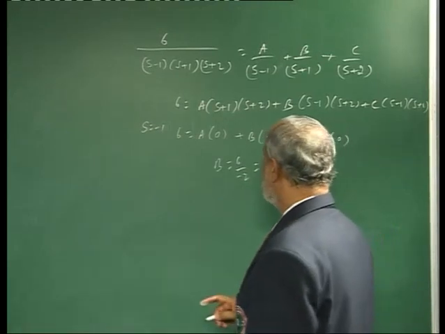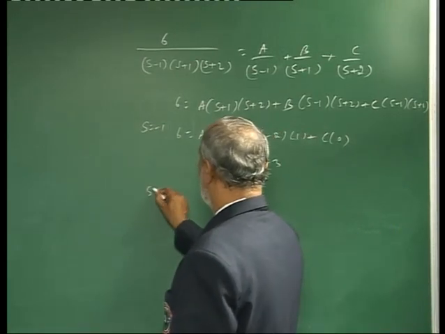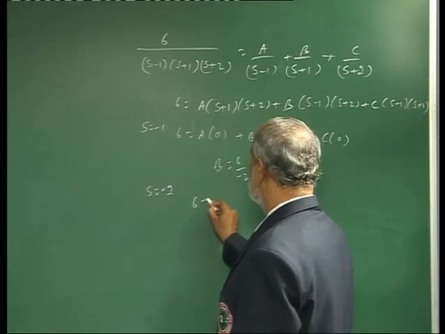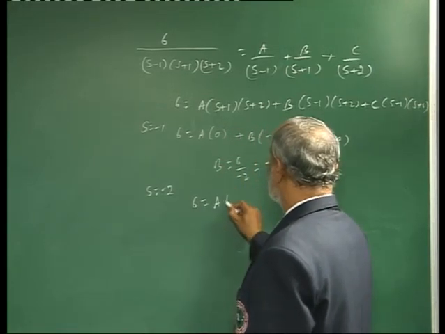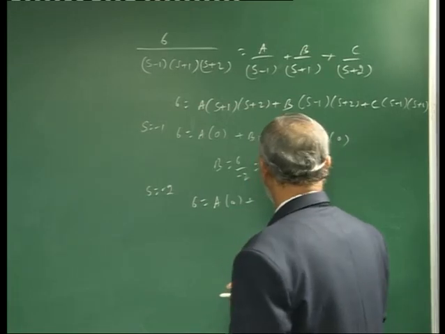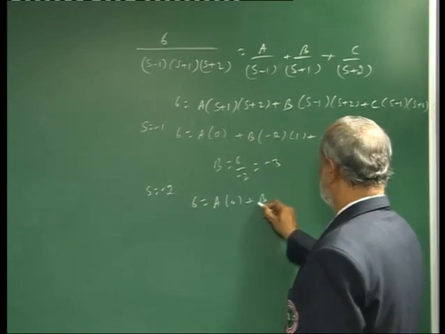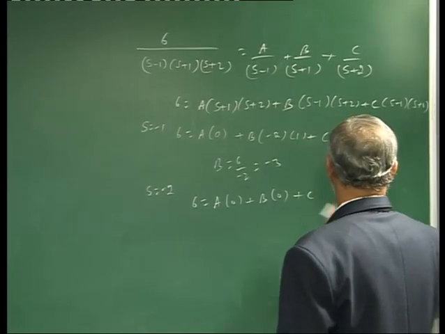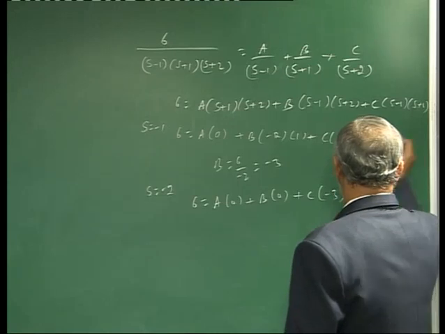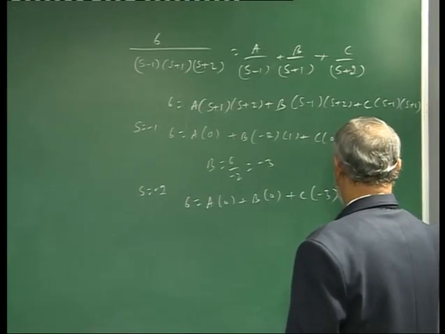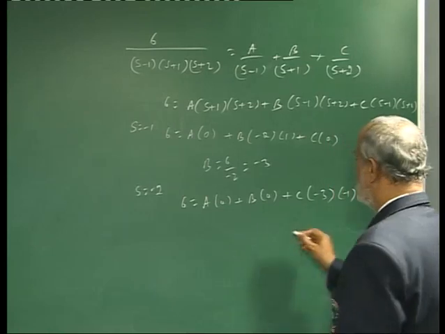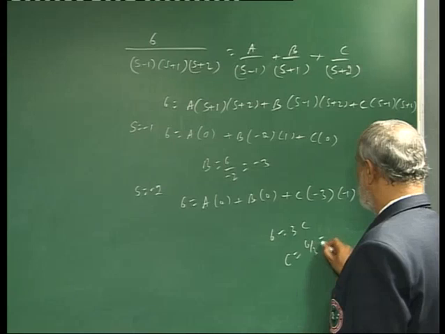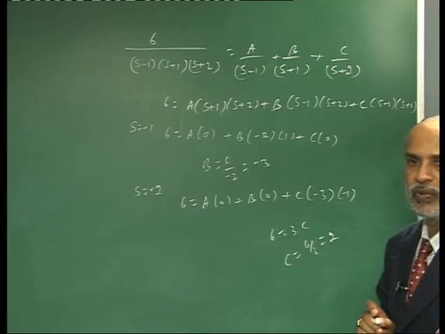After getting b is equal to minus 3, put s is equal to minus 2. If you put s is equal to minus 2, then 6 is equal to a into s becomes 0, or b by a becomes 0, and b is also 0, and c is, you are putting s is equal to minus 2, here minus 3, here minus 2 plus 1 is minus 1, then minus into minus plus, that is 6 is equal to 3c. 3 can transfer, then 6 by 3 is equal to 2, c is equal to 2.